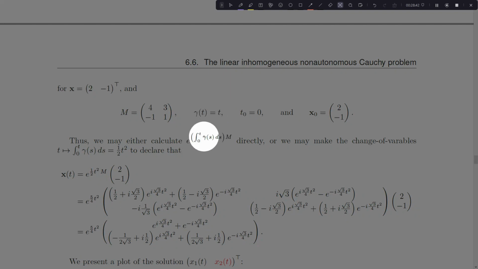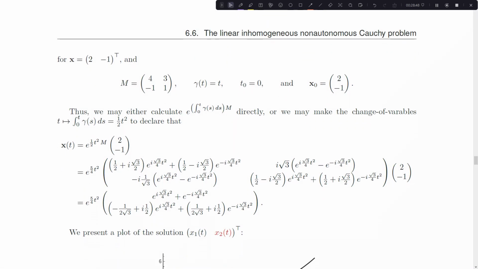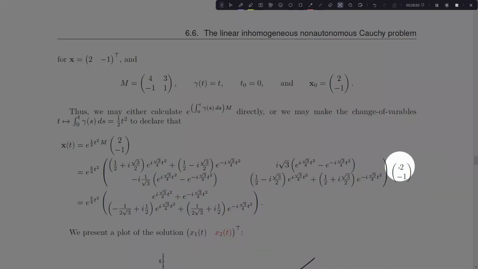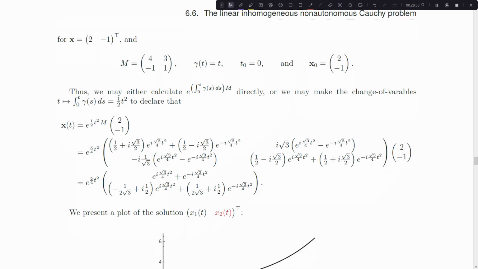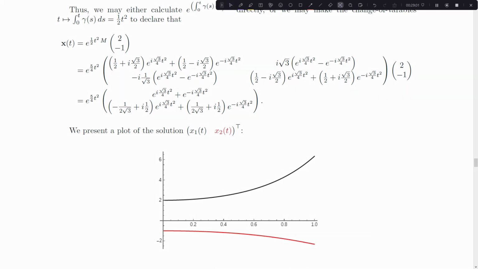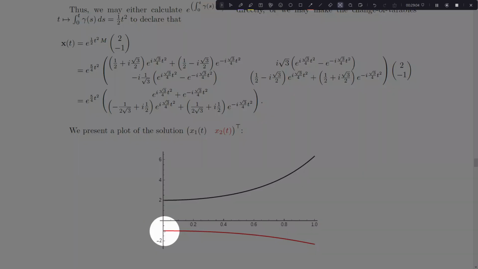t squared over 2. And there's my t squared over 2. And compute that matrix exponential with a t squared over 2. That's why we have t squared in every term here, on the initial vector 2, 1, and I recover my solution just as before. Now we can see what's happened. We still initialize at 2 and negative 1, but it's almost like we zoomed in.